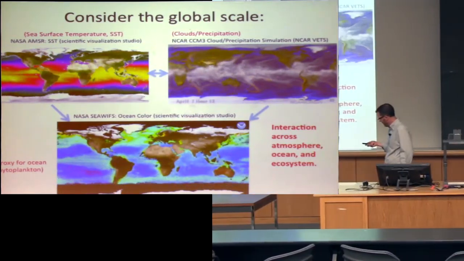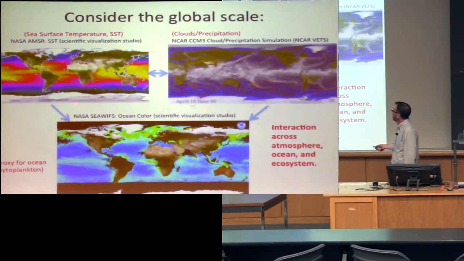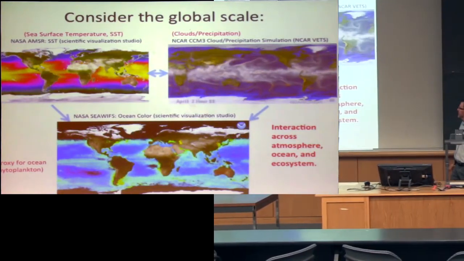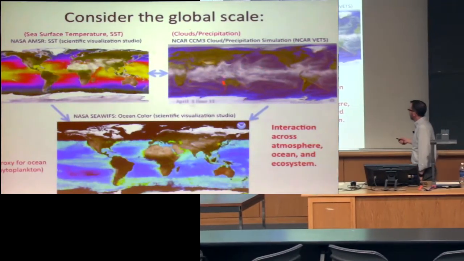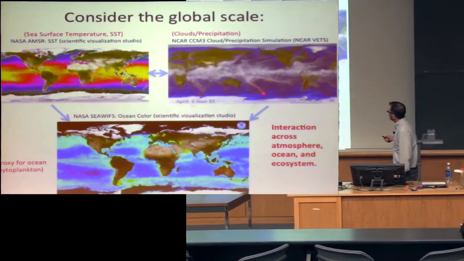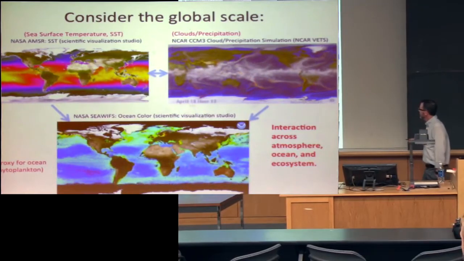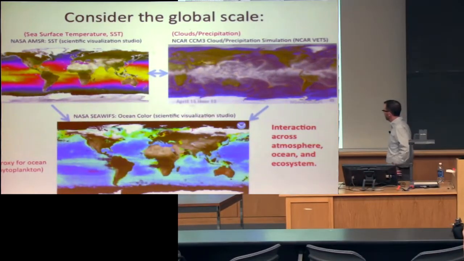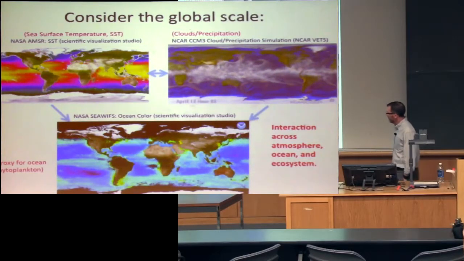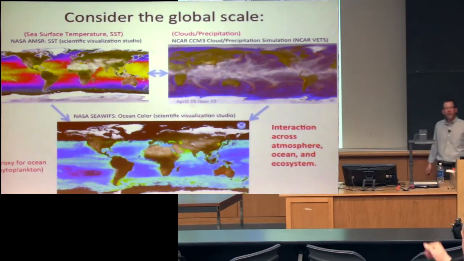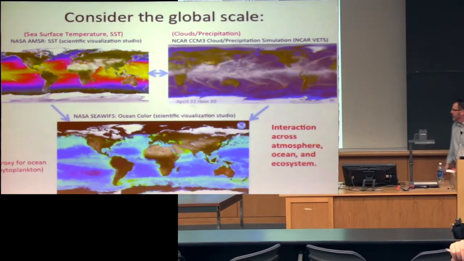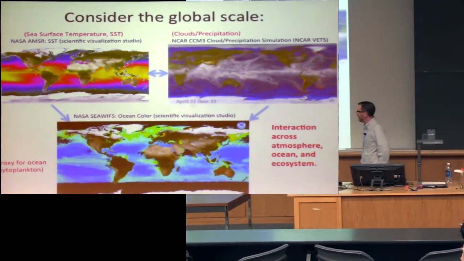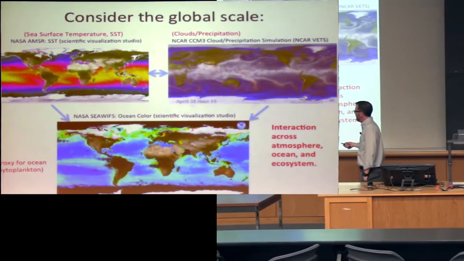So in the upper left, you'll see sea surface temperature, and this is a visualization from satellite observations. These are actually clouds and precipitation based on a simulation model, but still it's fairly realistic. And then these are ocean color observations, which are a proxy for phytoplankton in the ocean. And they're not meant to be synced up or anything, so I'm not that clever with my animation techniques.